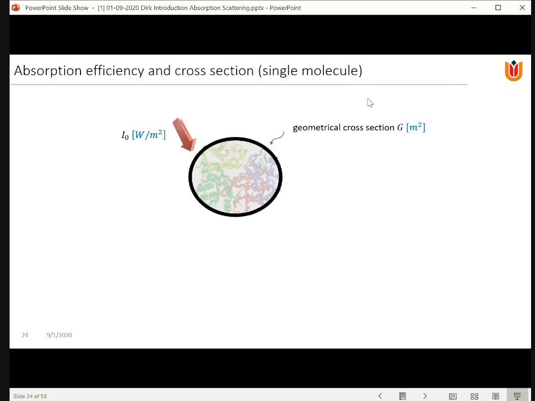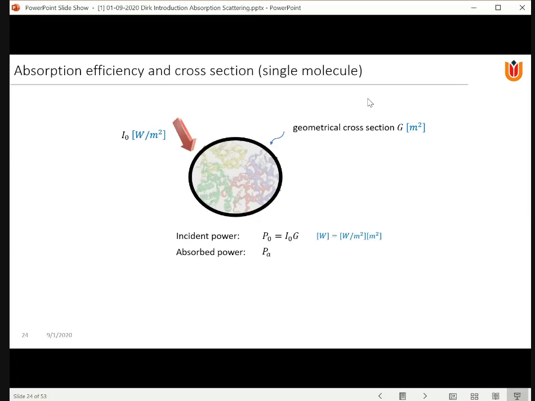Now also suppose, which is a little bit of a stretch for a molecule, that we can define a geometrical cross-section for that molecule. That would then have units of square meters. That allows us to calculate the incident power on the molecule. If we have I0 watts per square meter and a geometrical cross-section G in square meters, then the product of the two is the incident power on the molecule, P0.